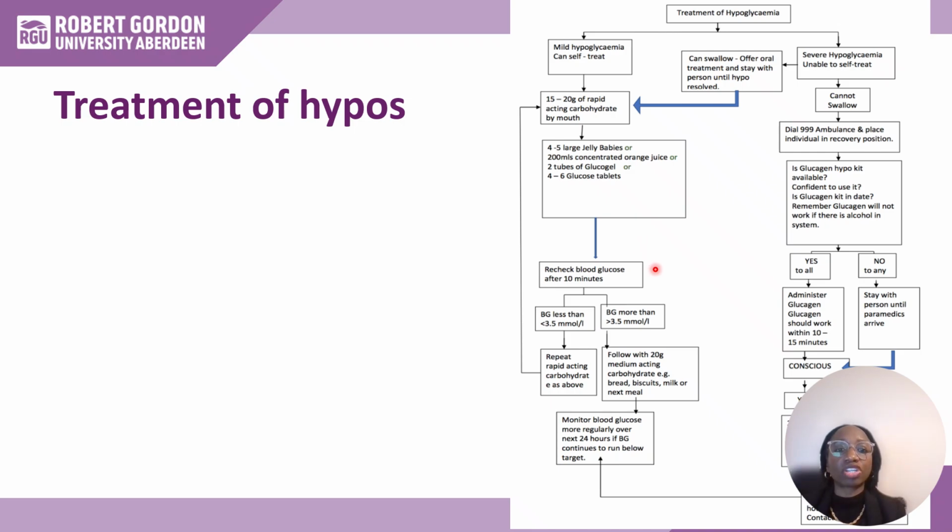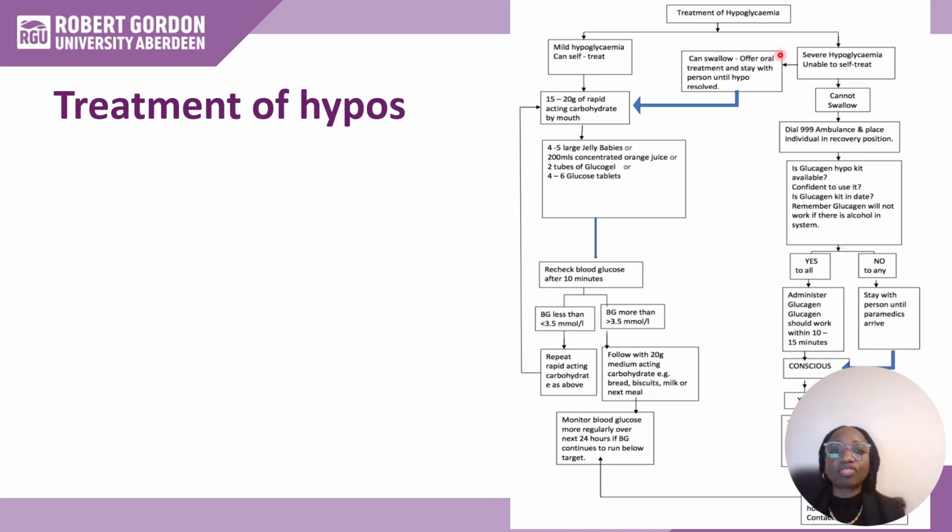And then they have to recheck their blood glucose within 10 minutes. If it's less than 3.5, they have to repeat the carbohydrates. If it's above 3.5, then they follow with 20 grams of a medium acting carbohydrate, such as bread, biscuits, milk, or next meal. Okay, then this is repeated again. So the testing here becomes really important.